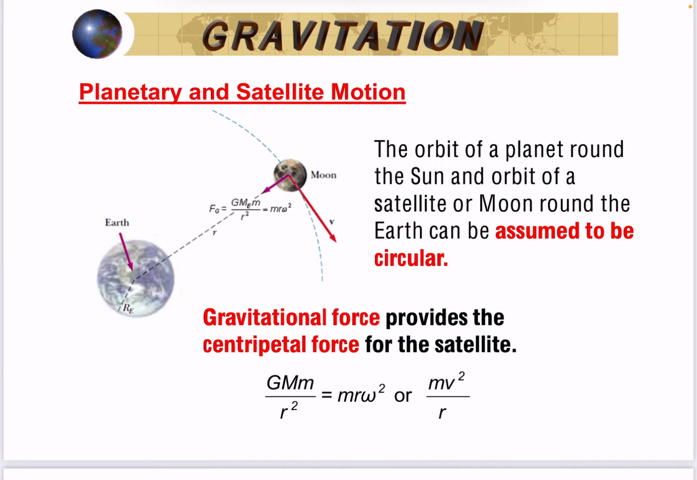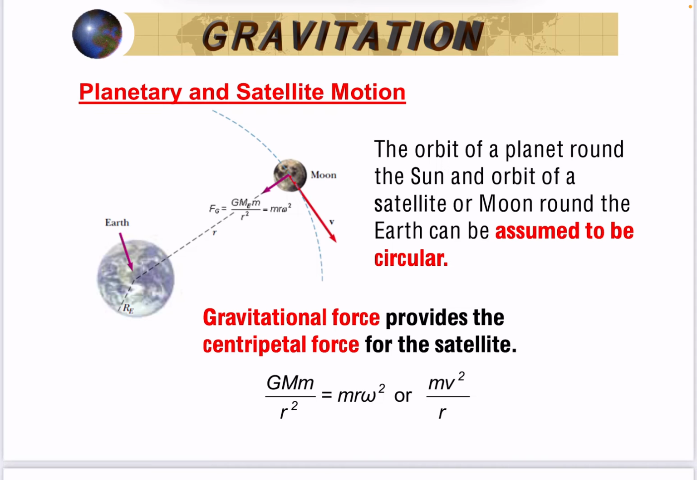This statement here, that the gravitational force provides the centripetal force for the satellite, is very important. You should write this in your answers if you want to use the equation GMm over r squared equals mr omega squared.